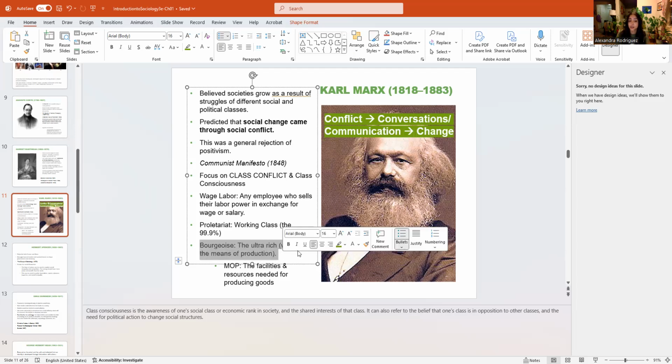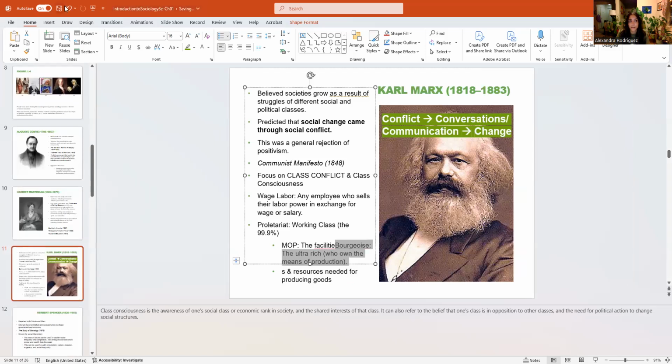And then to kind of go into bourgeoisie a little bit more, so again, the ultra rich, but one of the terms that we use in sociology to kind of explain this a little bit deeper is the bourgeoisie are the owners of the means of production. What that means is that the bourgeoisie, they own the facilities and resources needed for producing goods.